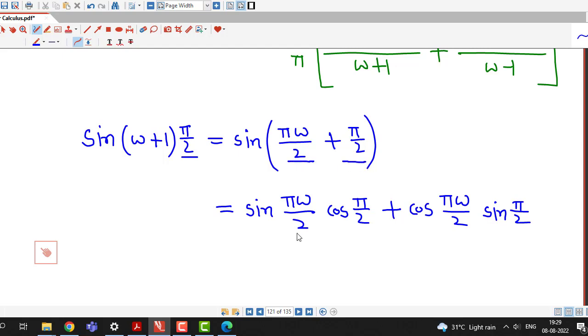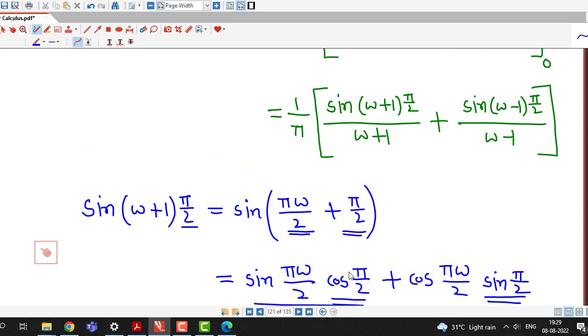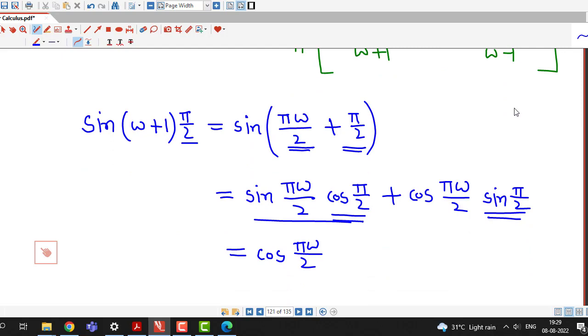Sin of alpha plus beta is sin alpha cos beta plus cos alpha sin beta. Alpha is pi omega by 2, beta is pi by 2, and we know that cos pi by 2 is 0, so this term becomes 0. Sin pi by 2 is 1, and we are left with cos(pi omega by 2), and here I have a negative sign, sin((omega minus 1) pi by 2), so that also we can continue with.